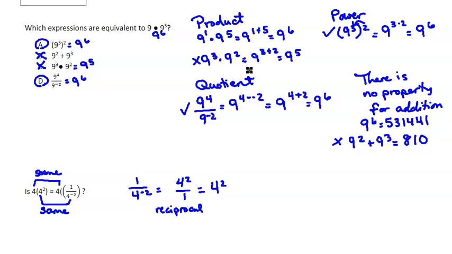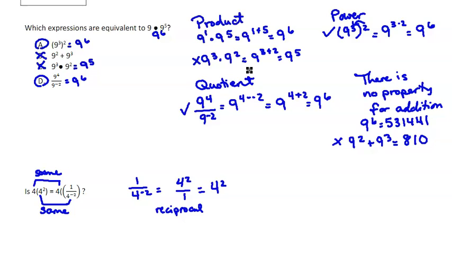So we are asked which of the following are equivalent to 9 times 9 to the 5th. Well, the 9 times 9 to the 5th is the product property because we are multiplying two things with the same base, which means we can add their exponents. Now remember, this first 9 actually has an imaginary exponent of 1. So when I add those exponents, I'll get 9 to the 6th. So I'm trying to see which ones will actually equal 9 to the 6th.